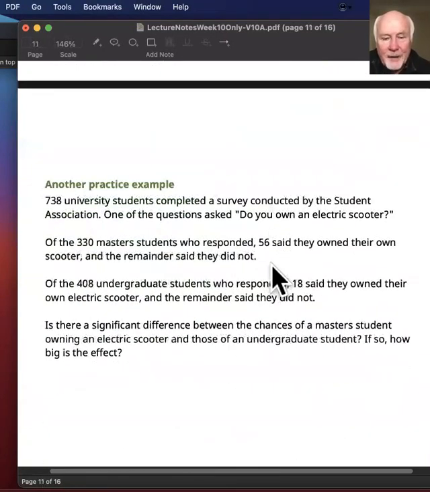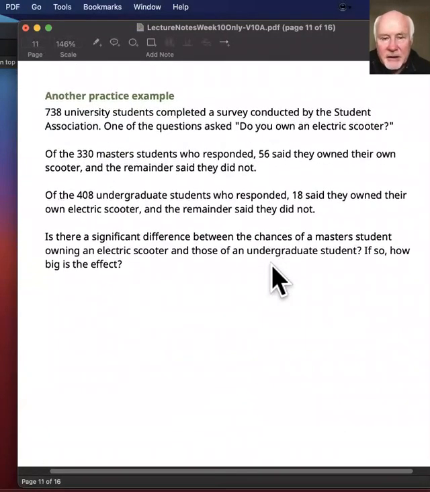Okay, let's do a practice example. Similar sort of thing. This is a survey example. 738 uni students complete a survey. One of the questions: do you own an electric scooter?